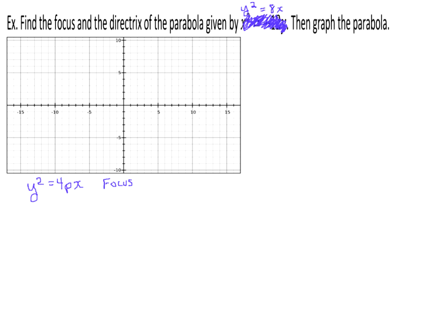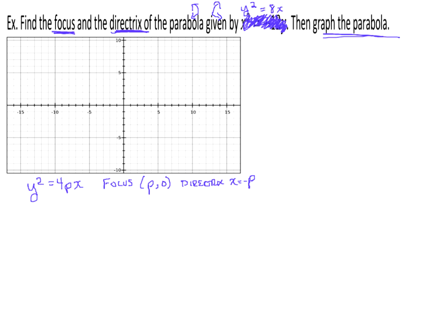The focus is going to be in the form of p, 0. Don't forget, when we're in y squared, we're either opening right or opening left. And that focus is on the x-axis there. That's why it's p, 0. And the equation for the directrix is given by x equals negative p, because it's a vertical line. Okay, so that's all the information from the last slide. And now we'll use that to first find the focus and the directrix of the parabola, and then we'll graph the parabola.